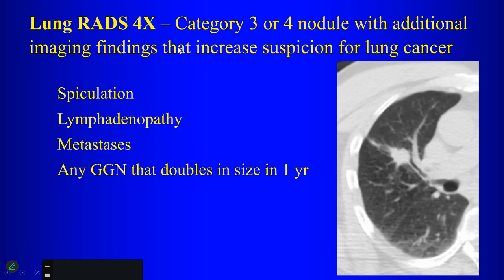4X, that's if you have a category 3 or 4 nodule with additional features that increase the suspicion for lung cancer. Spiculation, lymphadenopathy, metastases, any ground glass nodule that doubles in a year. So if you're really worried about cancer, spiculated borders, lymphadenopathy, evidence of metastatic disease, that's a 4X, which means you probably need to biopsy that nodule. Okay?